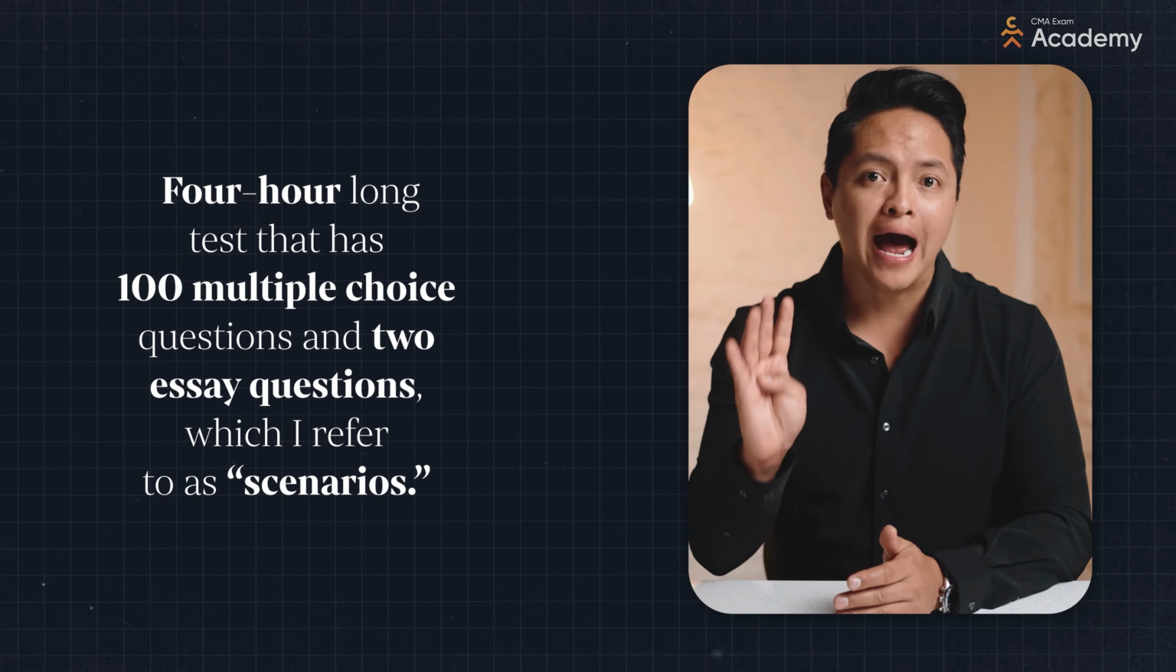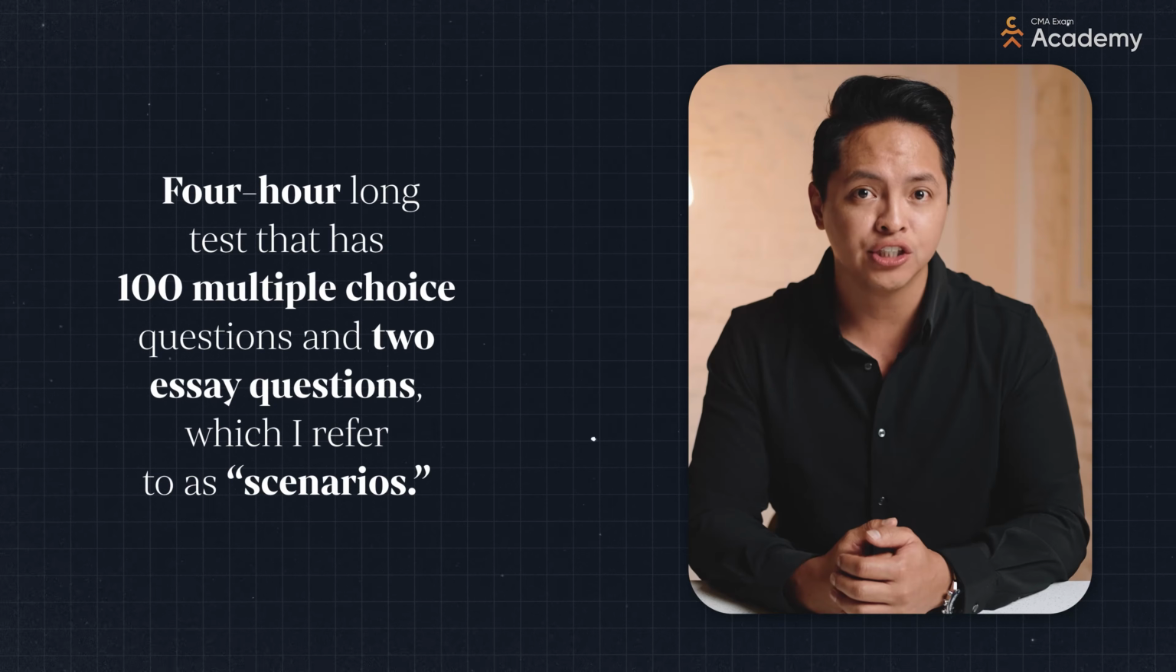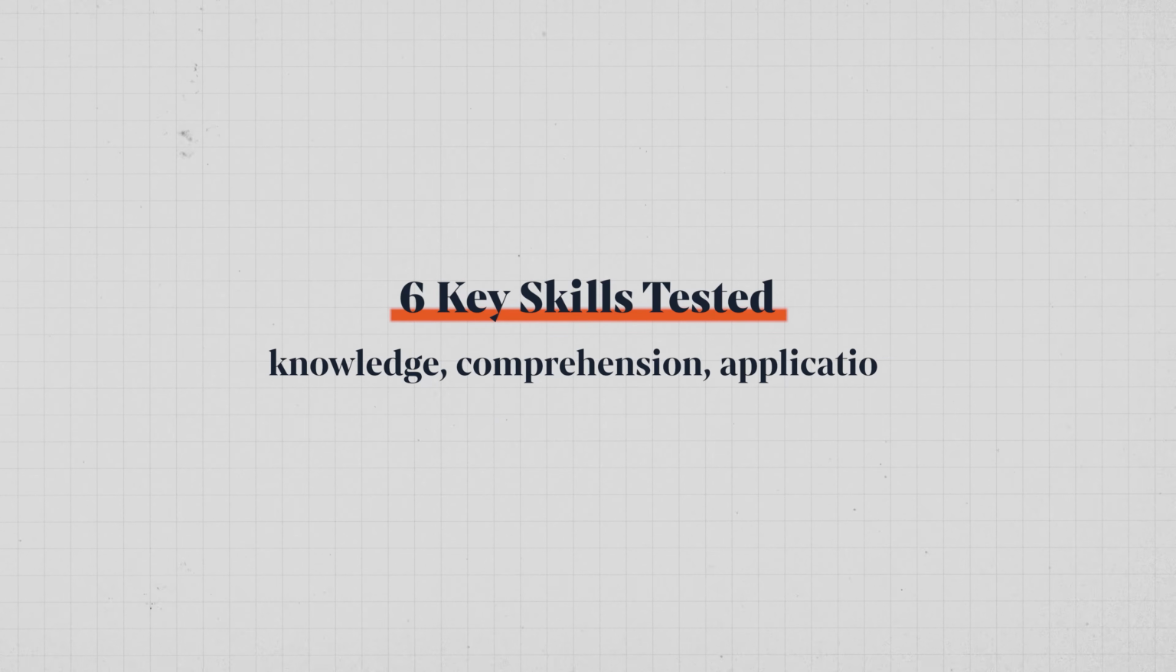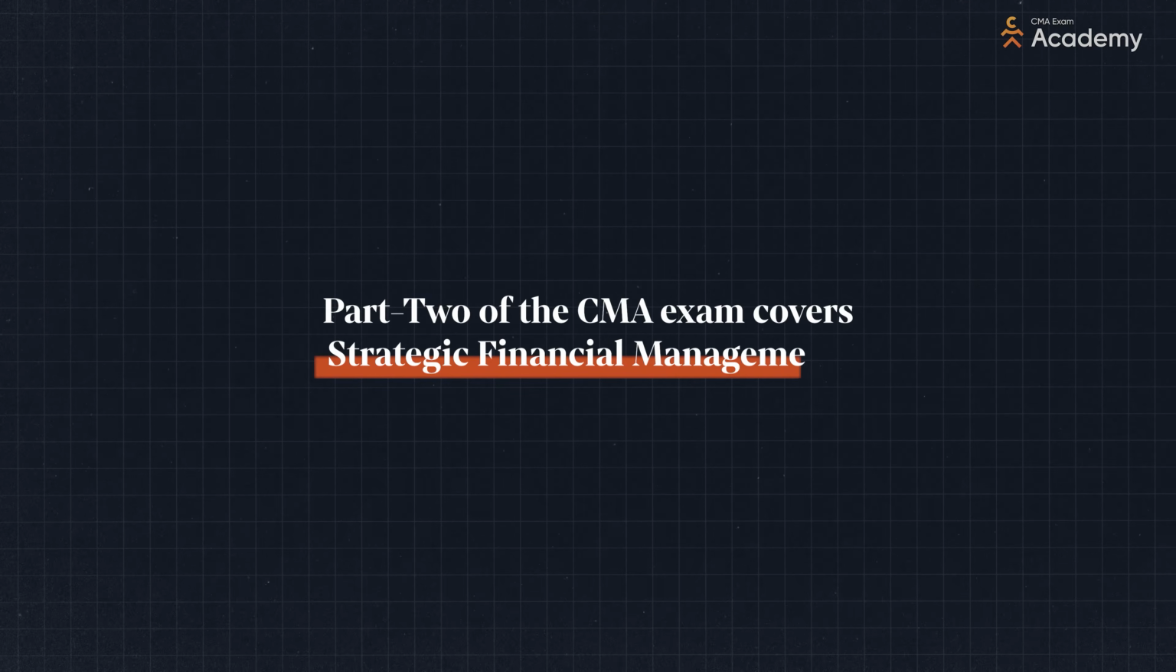Here are the fast facts about Part 2 of the CMA exam. Now, this is a 4-hour-long exam with 100 multiple choice questions and 2 essay questions or scenarios. Like Part 1, it tests your skills in knowledge, comprehension, application, analysis, synthesis, and evaluation. If you want more detail on those, check out the CMA exam Part 1 video that I'll add in the caption. CMA Part 2 is on strategic financial management, and there are 6 sections covered.